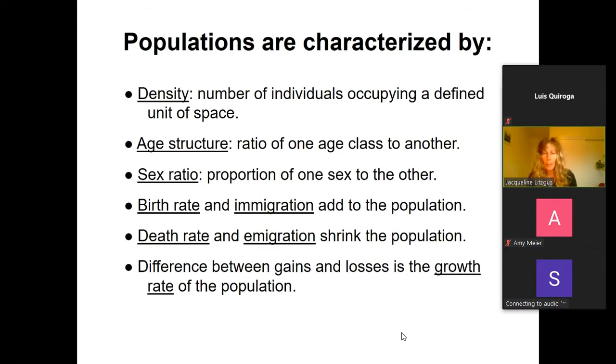And then birth rates and immigration are features that add to a population. So immigration is individuals moving in. Birth rates, of course, is what it says, how many are born. And then, of course, death rates and emigration, which is individuals leaving. Those are features that will shrink a population, make a population get smaller. And so the difference between these gains, births, for example, and the losses, like death rate, gives you the growth rate of the population, right? So the differences between those gains and losses is what gives you the growth rate of a population, okay?